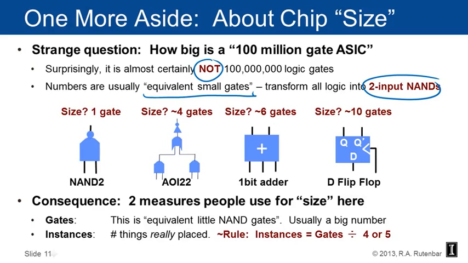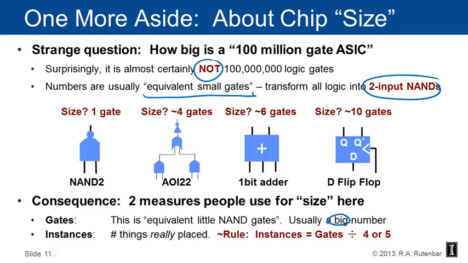Maybe more. The idea is you take all of your real logic elements, the ones you get to use in your technology library, and you replace them with an equivalent number of gates. And when someone says, how big is your design, you add up those numbers of 2-input NANDs and you use that. So there's two things that people might tell you when they tell you how many millions of gates in their ASIC. One of them is gates. This is usually equivalent little NAND gates. So this is usually a big number.